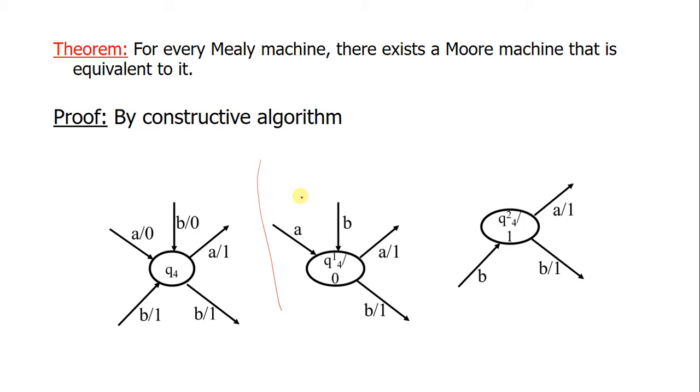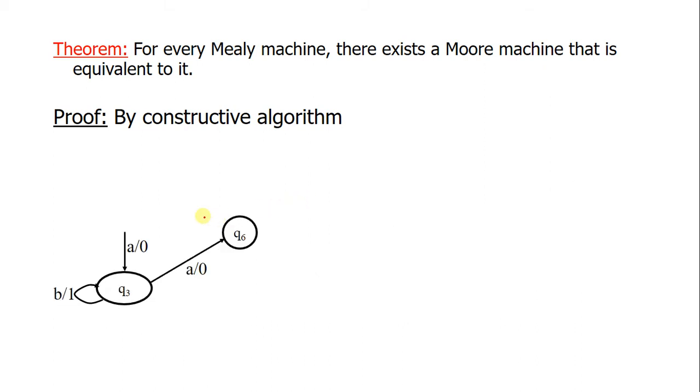Now we have another scenario. Let's say this is a sample, a portion of a Mealy machine, and we have to convert it into a Moore machine. Again you can see that this state has 2 incoming edges, this one and this one. This edge has 0 output, this has 1 output. So we have to split this state into 2 states, 2 versions. Q3 with 0 output, let's call it version 1. Q3 with 1 output, let's call it version 2.